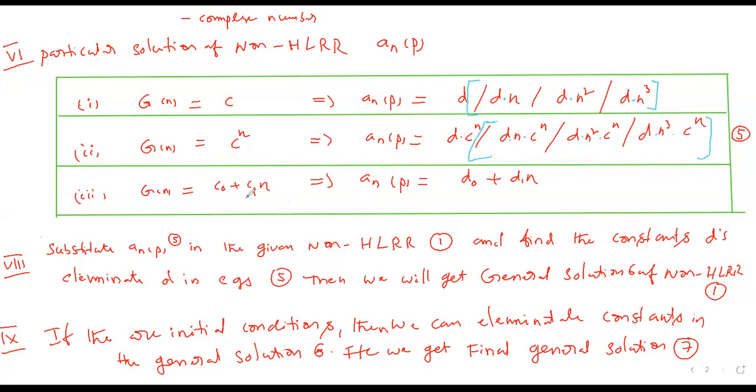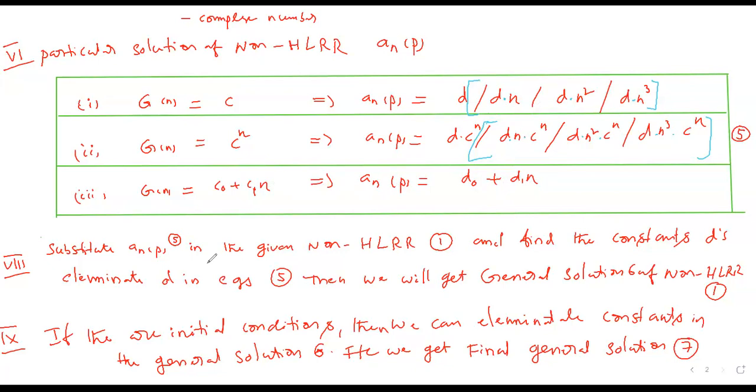Come to the linear case. Linear means C0 plus C1 into n. This is called the linear equation. In this case, the particular solution is D0 plus D1 n. These are the three cases. You will get one of these cases in the problem. That is denoted by equation 5. Equation 5 is the particular solution.